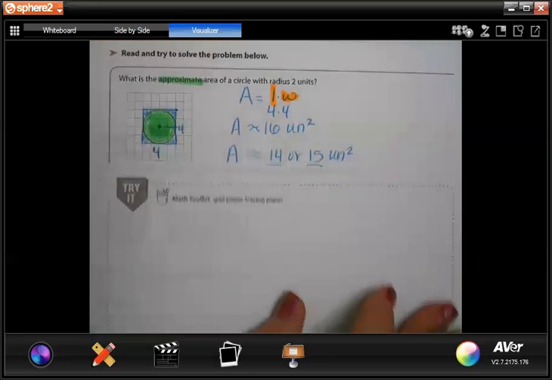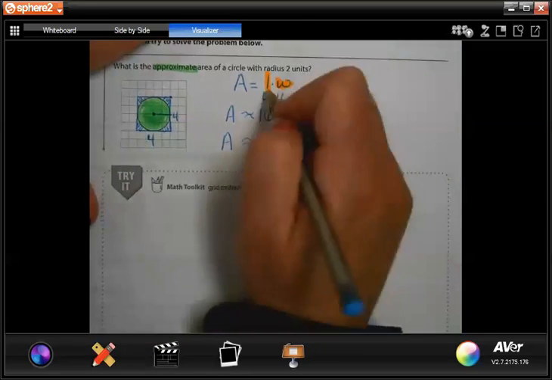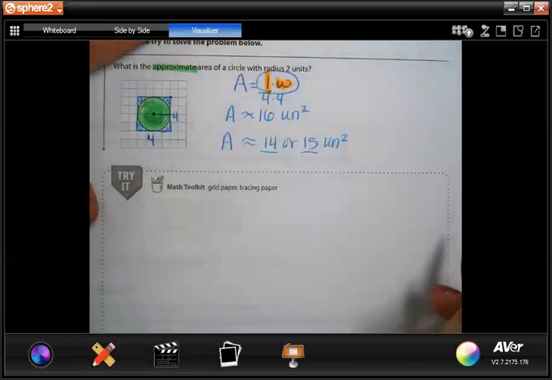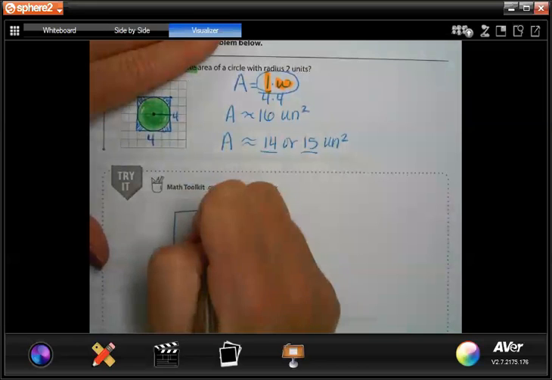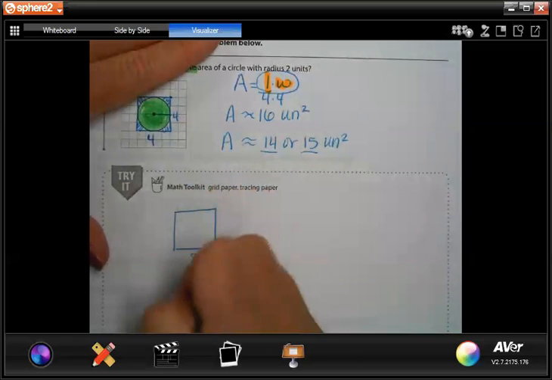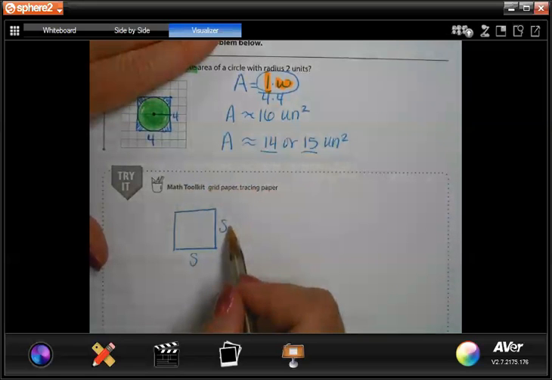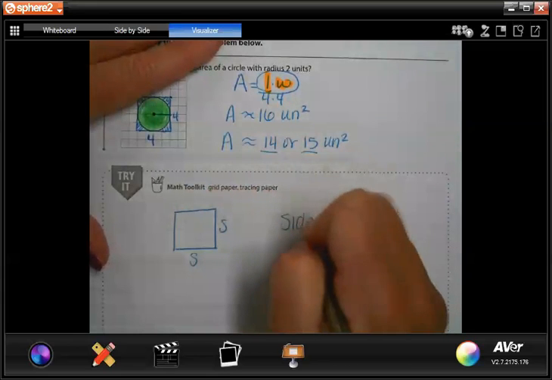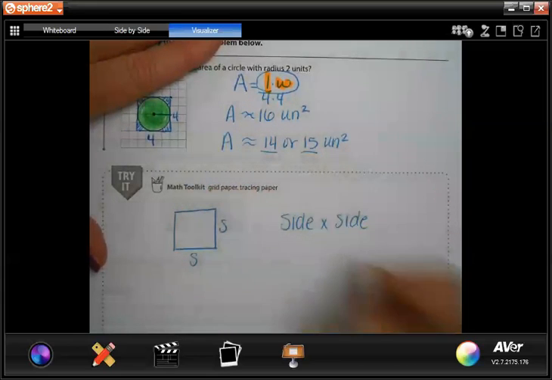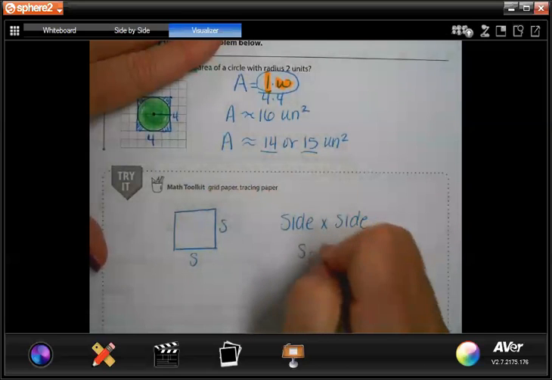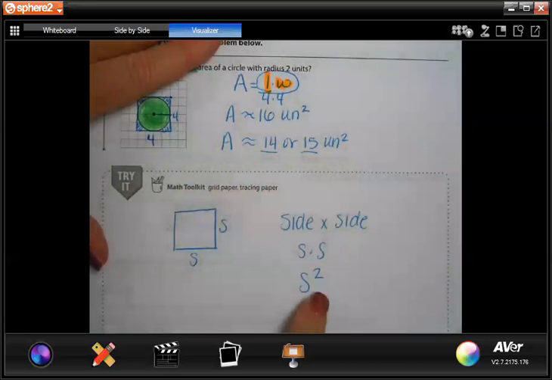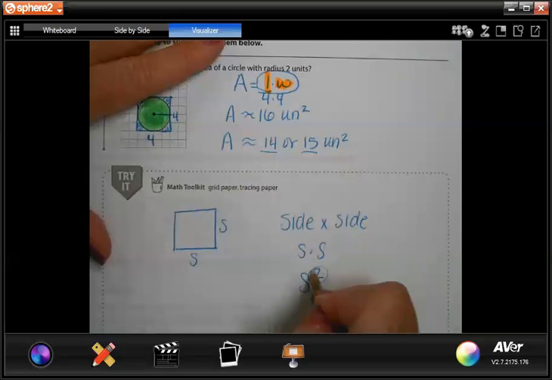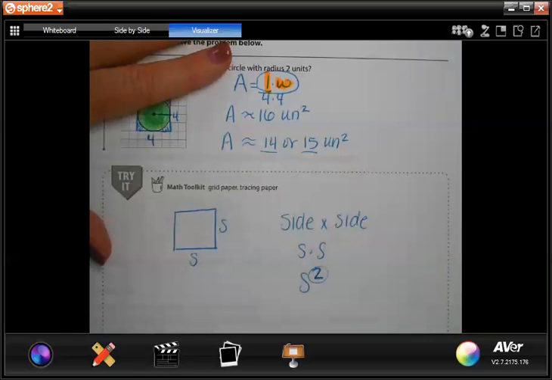But I want you to remember this. This right here is important: length times width. When we're talking about a square, though, it's side times side, isn't it? Because a square is not really length and width, it's side times side. Another way to write side times side, S times S, is S to the second power. Whenever you have a little 2 to the right, that shows an exponent of 2, which is a squared symbol.